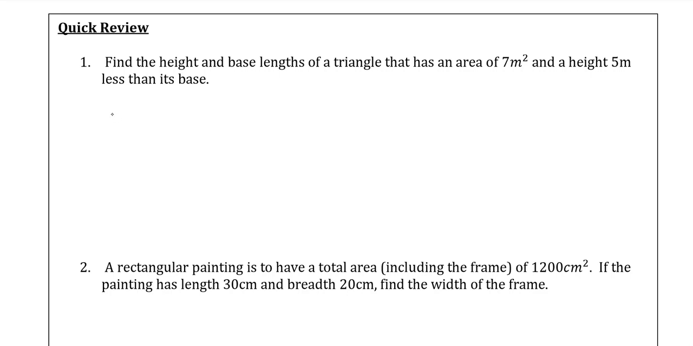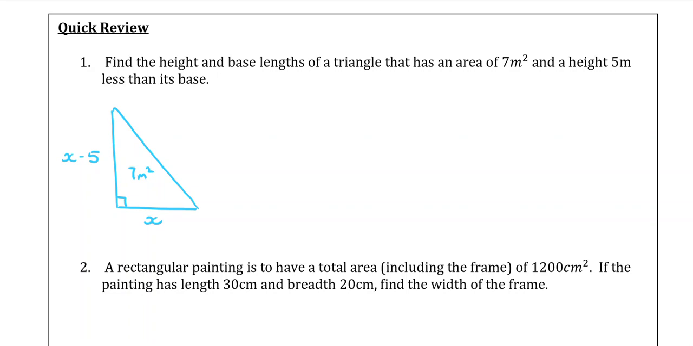So first of all, I'm going to draw a diagram of this. So here is my triangle. The area of the triangle is 7 meters squared. Then it says the height is 5 meters less than the base. So I'm going to call the base x, which means the height is 5 less than that, which would be x minus 5.